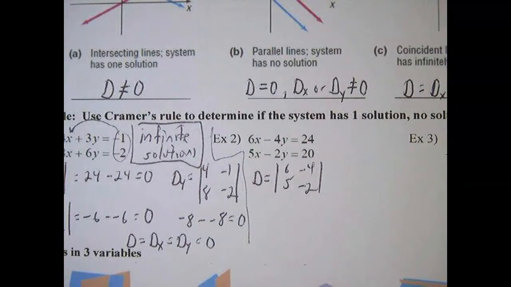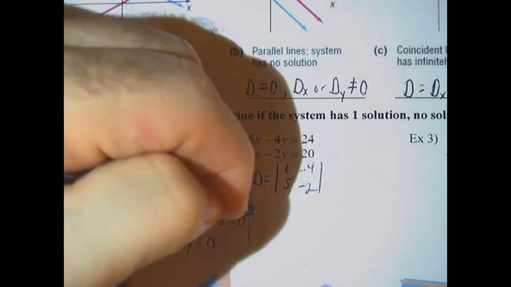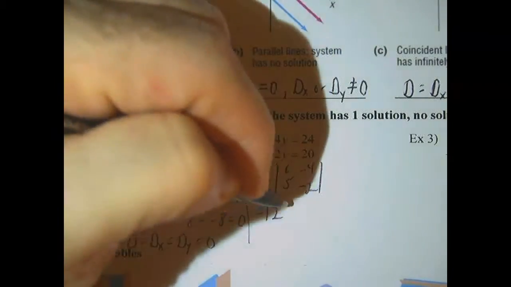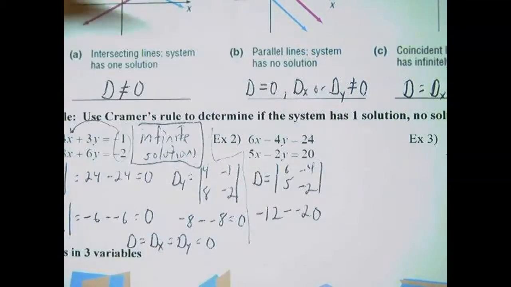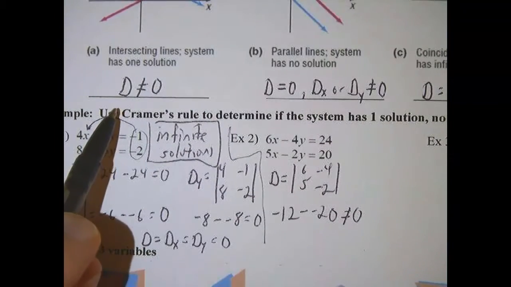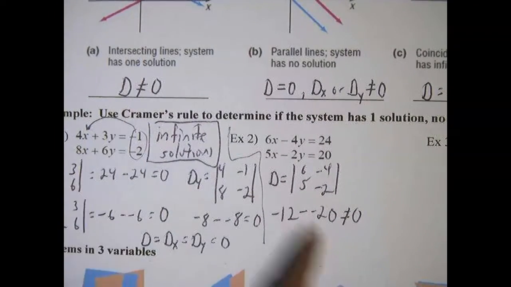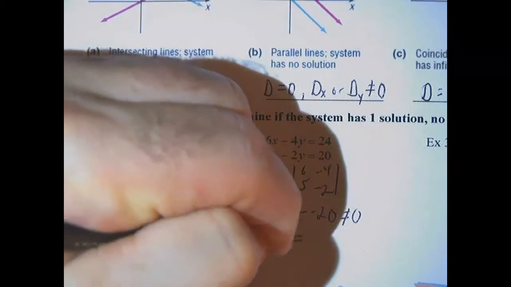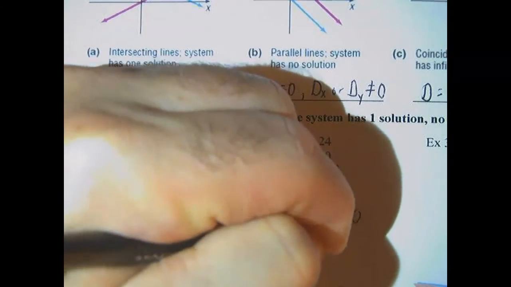And when we multiply that out, we get 6 times -2, which is -12, minus -20. Well, that's not 0. So it's 8, but it doesn't matter. What matters is that it is not 0, and so that's the first case, and so we have one solution. We're not asked to find the solutions here. So D is not 0, so there's one solution.